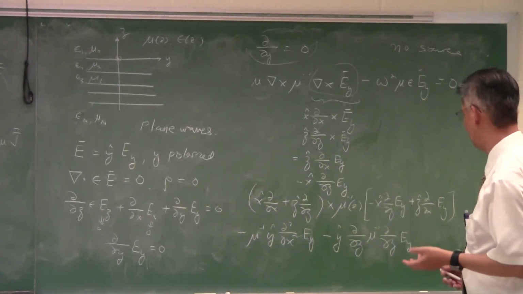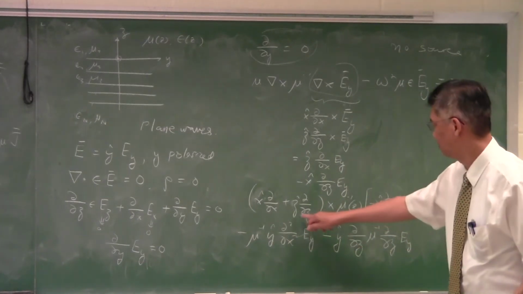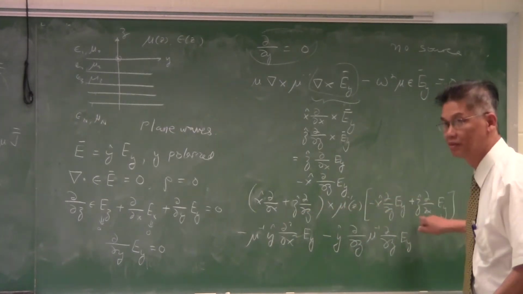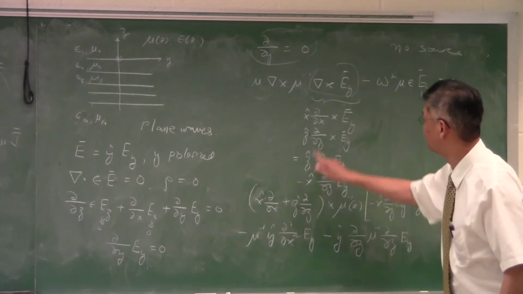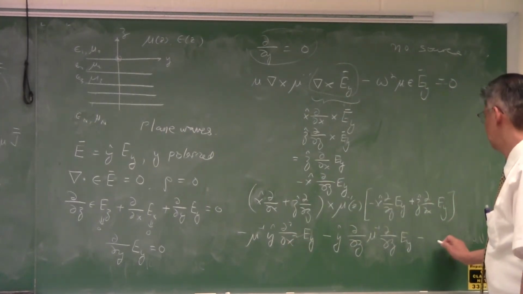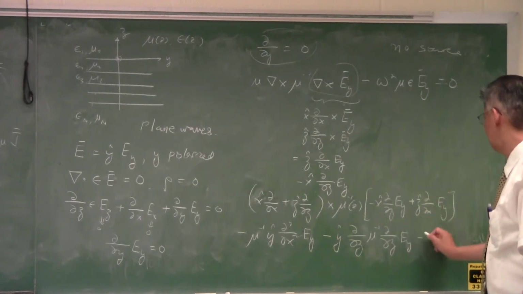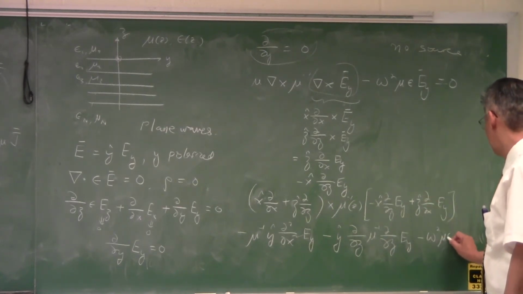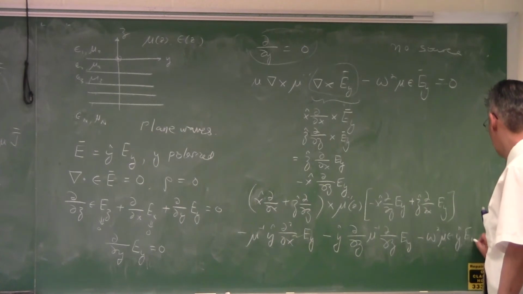You can say it mathematically in a different way, but let me just conclude by saying that the z cross z term is 0. What remains of the first term is just these two terms. And what is left of the last term is just omega squared mu epsilon y hat Ey, and the whole thing is equal to 0.